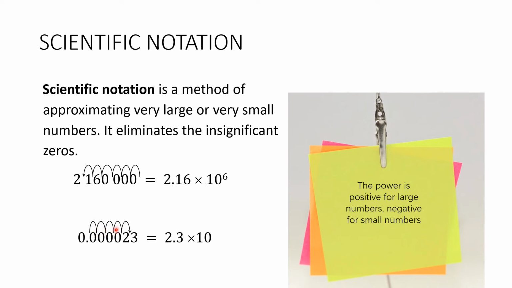1, 2, 3, 4, 5, so it's going to be negative 5. And here's the rule. The power is positive for large numbers like this one, and negative for small numbers, and you might actually know why that is.